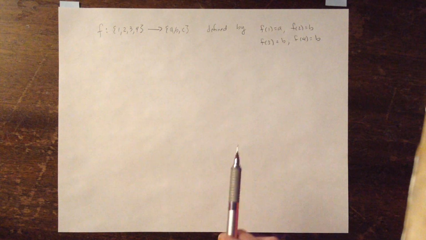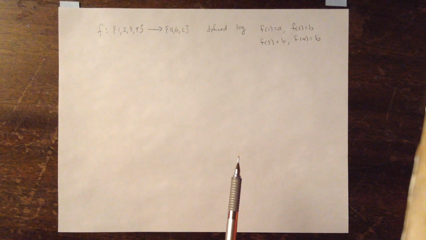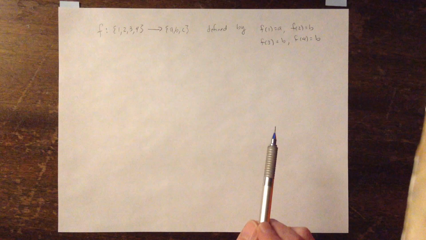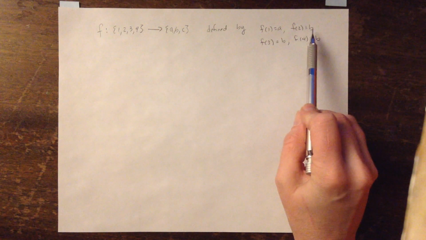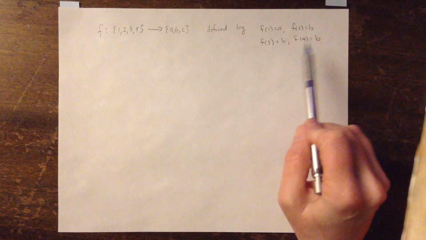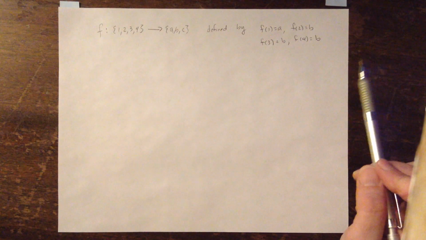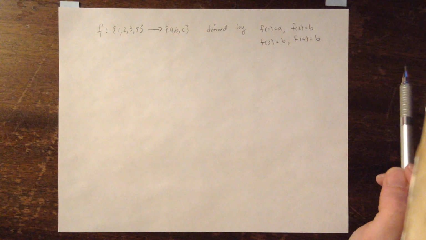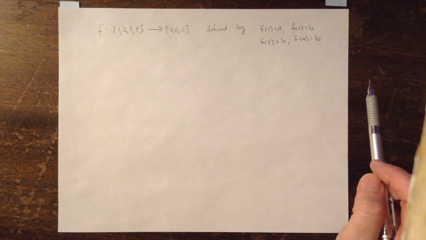You can check to see if it's a function to make sure everything in the domain gets sent to one and only one place in this second set, the codomain. And that's true. So I have 1 getting sent to one place, 2 getting sent to one place, 3 getting sent to one place, 4 getting sent to one place. Now, several things get sent to B, but that's okay. So it's okay to send more than one thing to the same destination, but it's not okay to send one place to 2 different destinations.